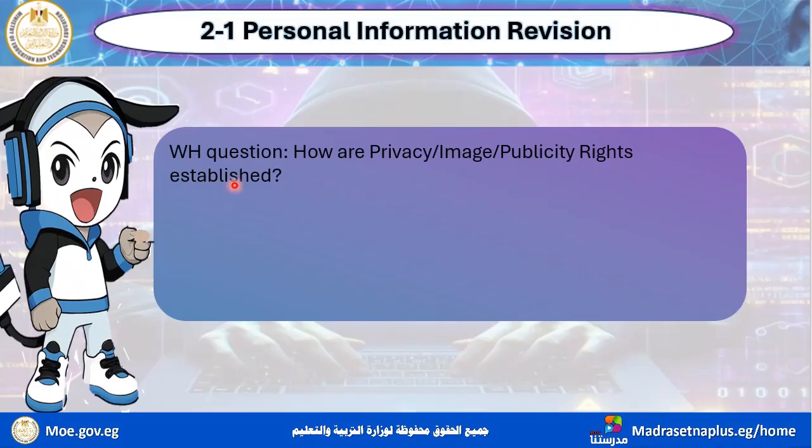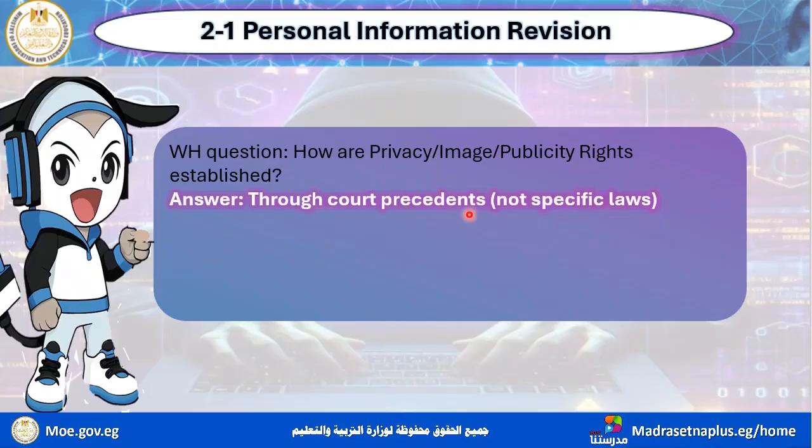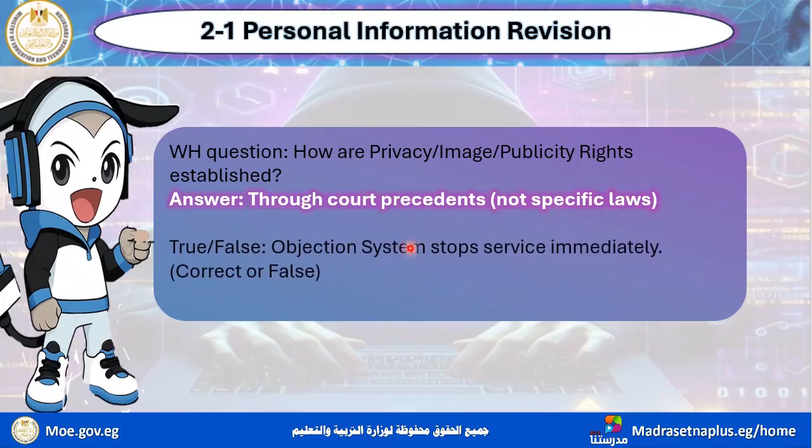A WH question. How are privacy, image, publicity rights established? Well, how do we establish all of this? It's through court precedents, of course. Okay, not specific laws. True or false? Objection system stops service immediately. Correct or false? Well, it's false. Objection system, okay, it doesn't stop service immediately.